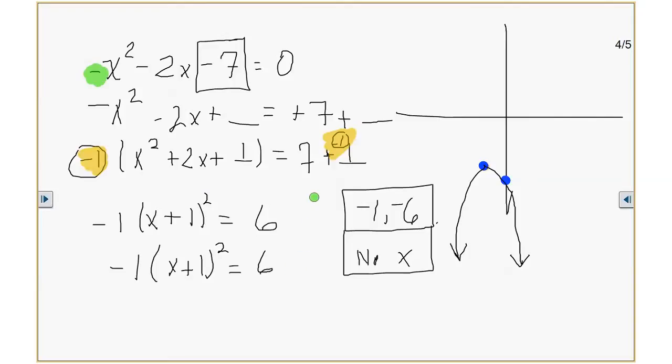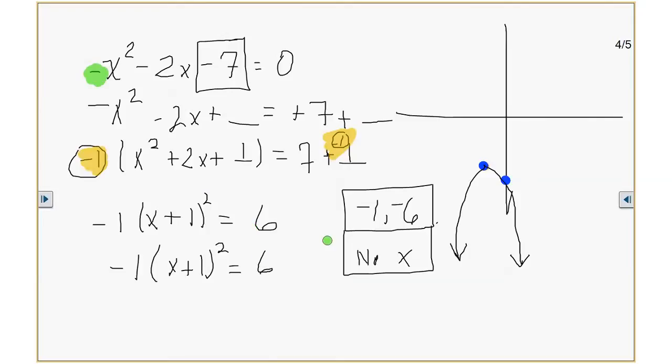No. Whoa, whoa, whoa. Negative 1 times 1 is what? Negative 1 times negative 1. 7 minus 1 is what? 6. Positive 6. Yeah. That's what I got right there. Positive 6.